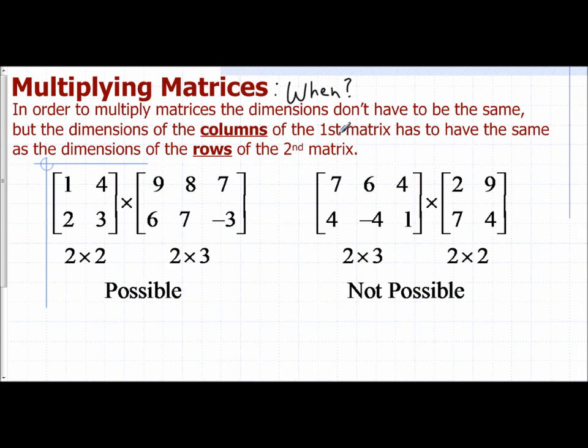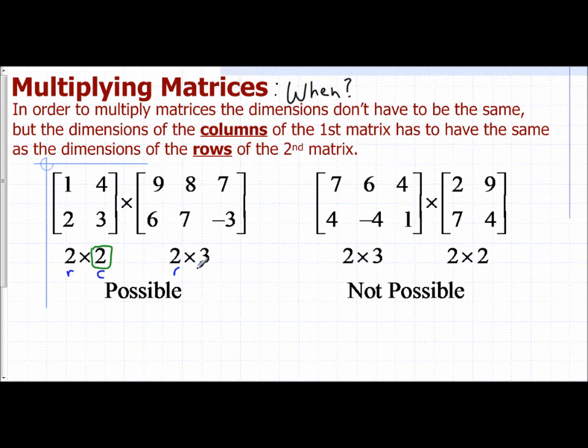When you multiply matrices, the columns of the first matrix have to be the same as the rows of the second matrix. And so to show this, we have two examples of when it's possible to multiply matrices and when it's not possible. Remember, when you state the dimensions, your first number is your rows and the second number is the columns. And so what this says is the columns of the first matrix needs to match the rows of the second matrix.